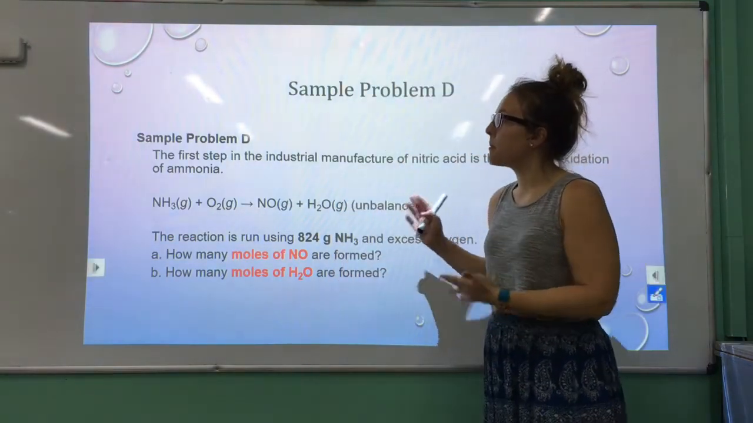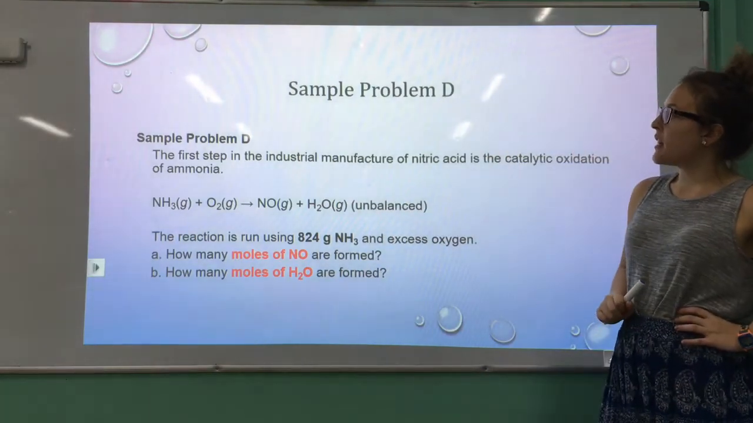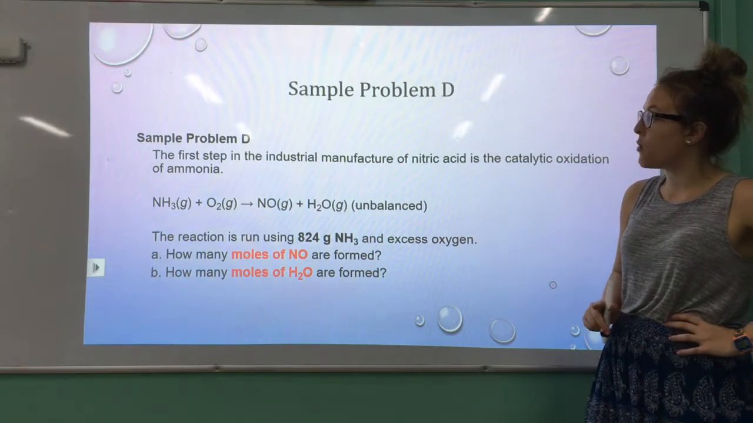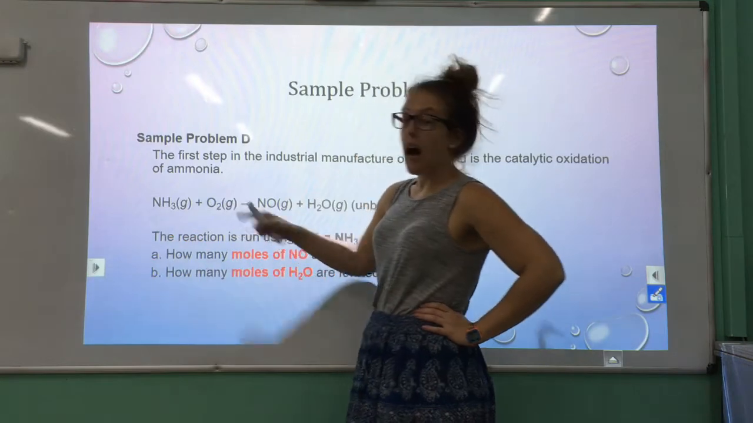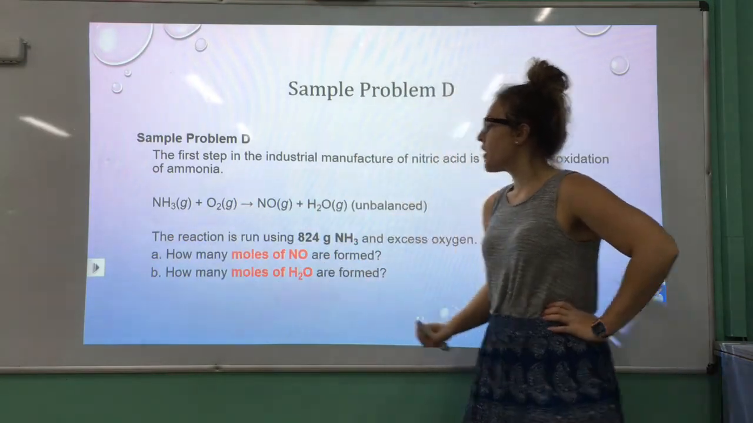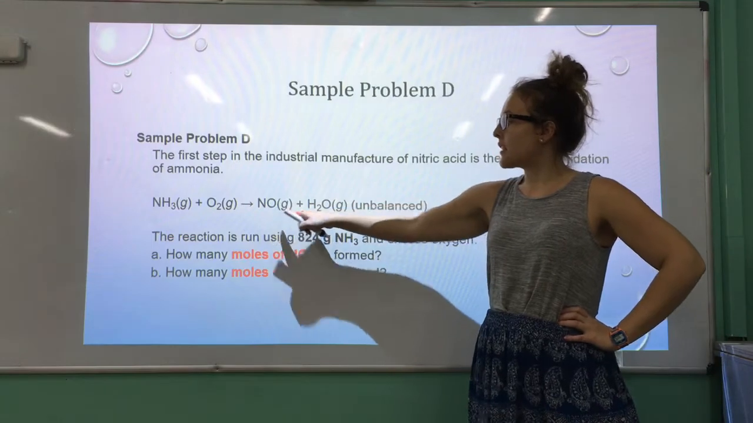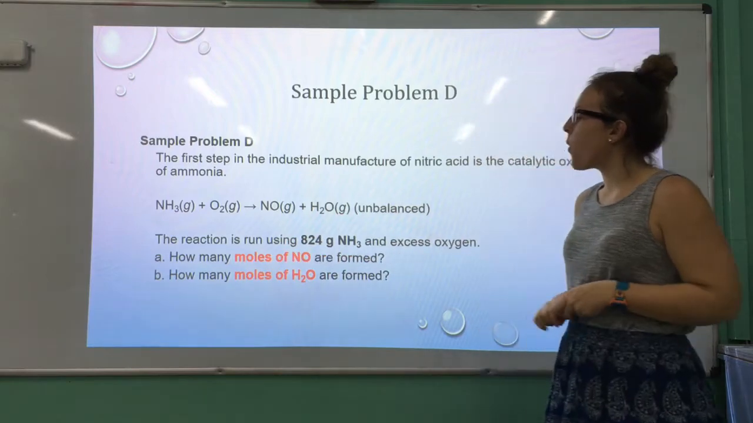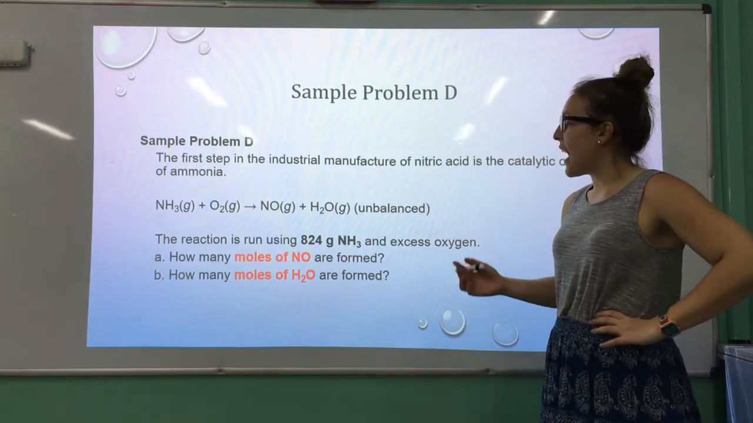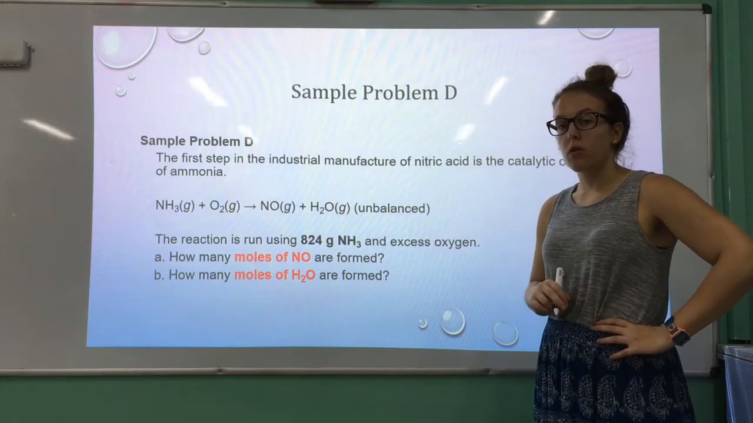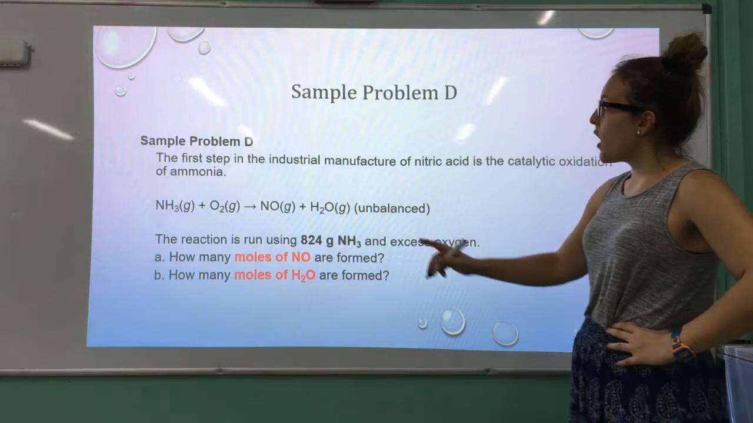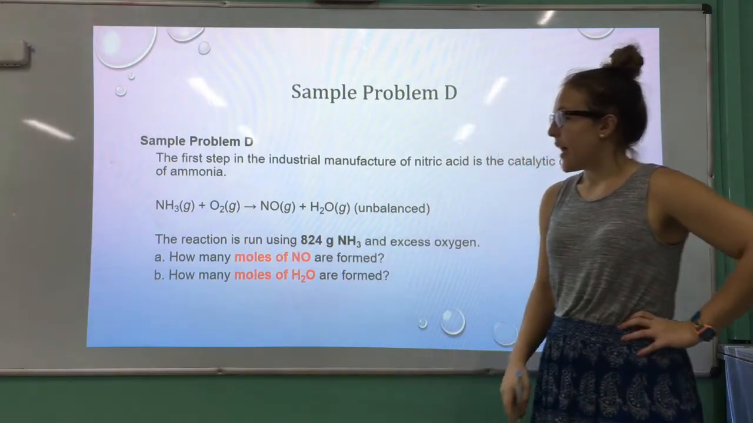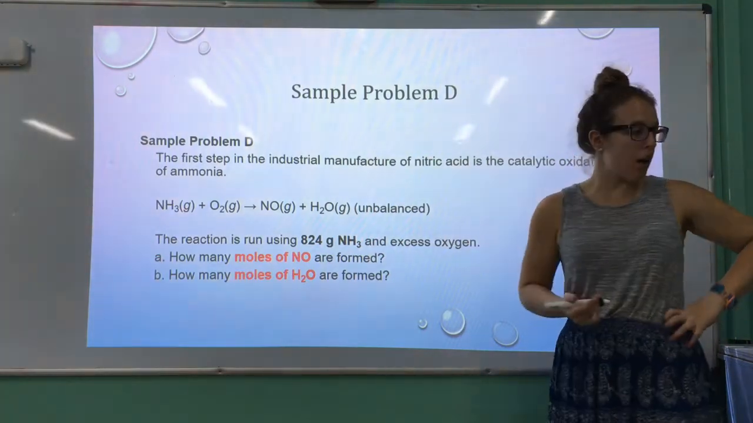Looking at sample problem D, the first step in the industrial manufacture of nitric acid is the catalytic oxidation of ammonia. So here we have ammonia, oxidation, so oxygen is added, and this yields nitrogen oxide and water. The reaction is run using 824 grams of ammonia and excess oxygen. How many moles of NO are formed? And how many moles of water are formed?